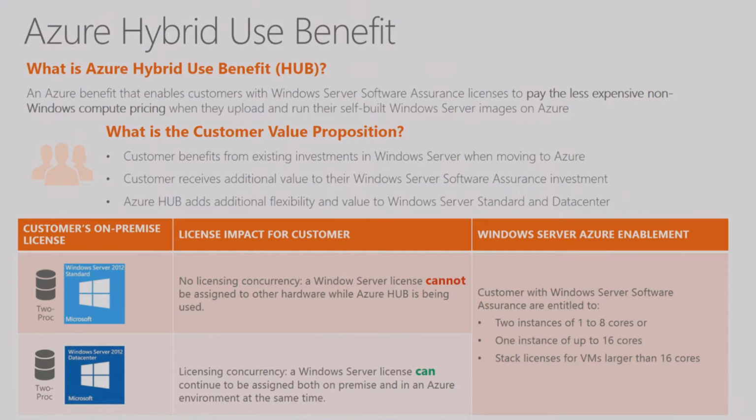When you use the Hybrid Use Benefit, you run the Windows VMs, but you only pay for the core compute. So if you look in our pricing list, it's the same price you'd pay for a basic Linux VM, but you're running the Windows VM and not paying for the Windows licenses because you're using the Hybrid Use Benefit.